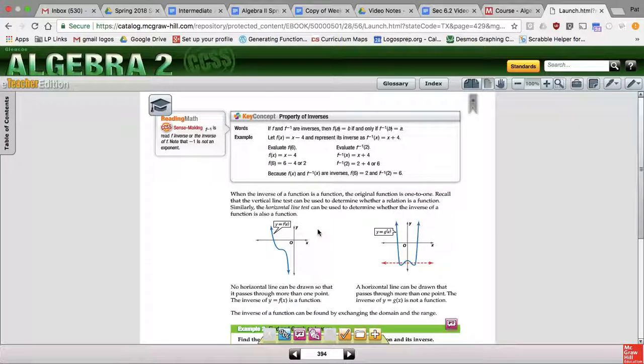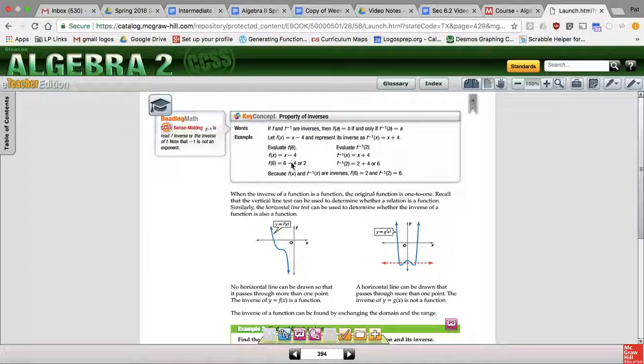Now, there's another property of inverses. It says if f, which is a function, and f inverse are inverses, then f of a equals b if and only if f inverse of b equals a. So let's look at an example. What are they really saying? Let f of x equal x minus 4 and its inverse be x plus 4.